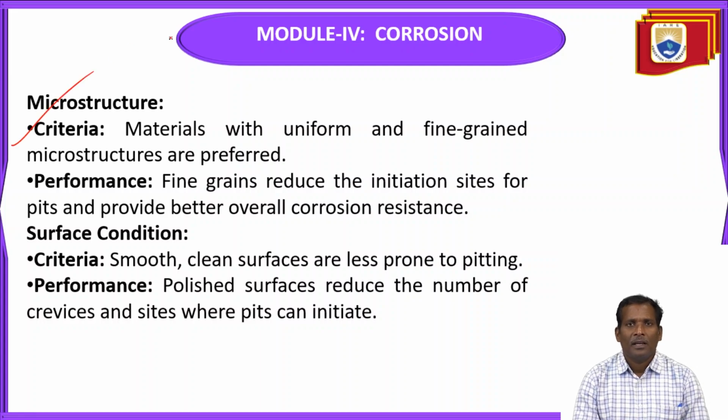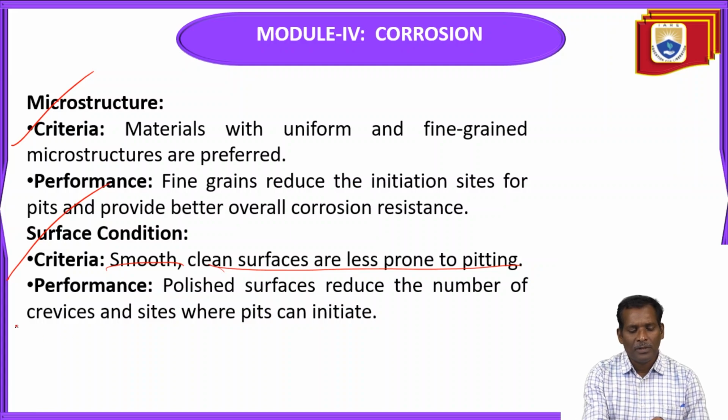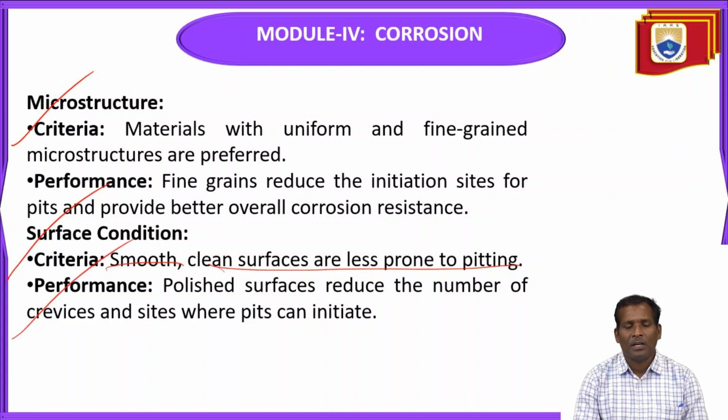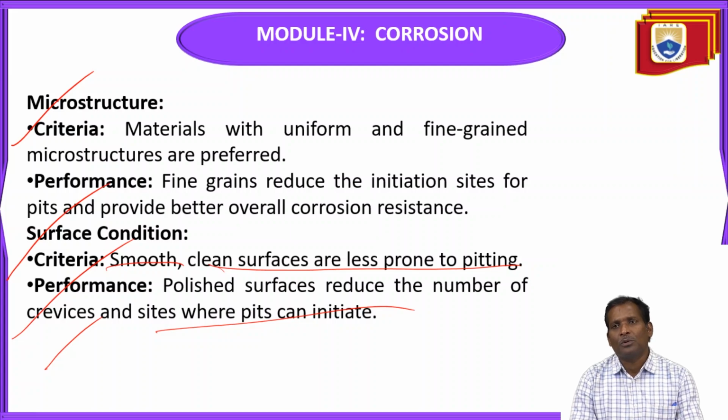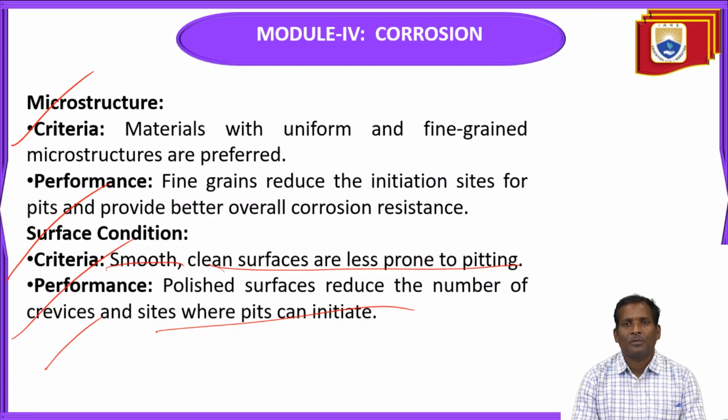Microstructure criteria: materials with uniform and fine-grained microstructures are preferred. Fine grains reduce the initiation sites for pits and provide better overall corrosion resistance. The surface condition criteria: smooth, clean surfaces are less prone to pitting. The performance: polished surfaces reduce the number of crevices and sites where pits can initiate. So the surface condition should always be smooth and clean, which makes it less prone to pitting.